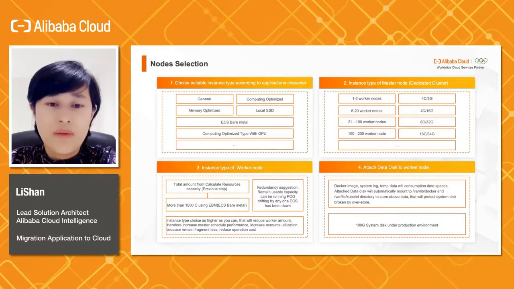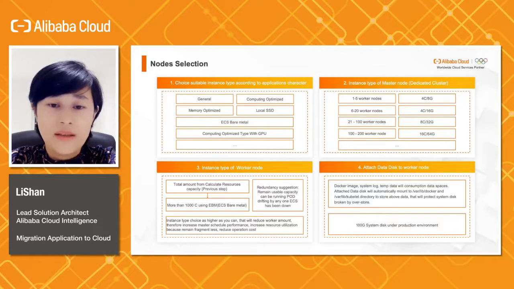How can we select nodes? There are 4 steps for reference. First one, choose a suitable instance type according to the application's characteristics. Alibaba Cloud provides extensive instance types for your choice, such as general purpose, computing optimized, memory optimized, ECS instance with local SSD, or ECS experimental, etc.